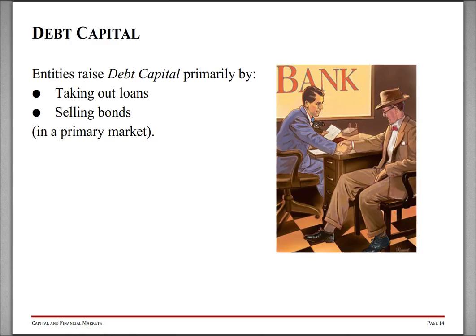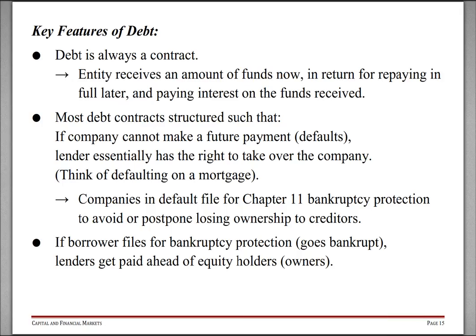Okay, debt capital, we talked about this a little before. Let's just make sure we're all on the same page. So debt capital comes from taking out loans or selling bonds, and that of course is going to be in a primary market. Okay, key things to know about debt. Unlike equity, debt is always a contract. It always features an entity getting some cash now with a promise to repay it later and probably paying interest or rent along the way, right? What are interest payments? They're really just paying rent for the cash that someone has given you for a certain period of time.